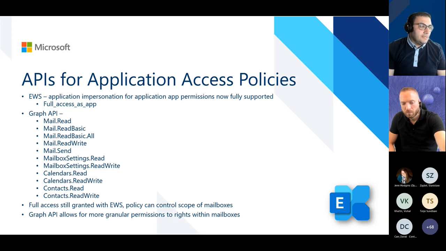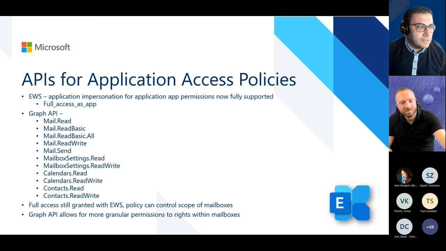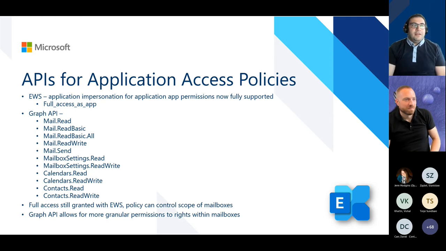these particular APIs. I won't read them all off. You can read through them. But from the mailbox settings, calendars, and contacts is what it supports today. Your Graph API allows for more granular permission to write to mailboxes.